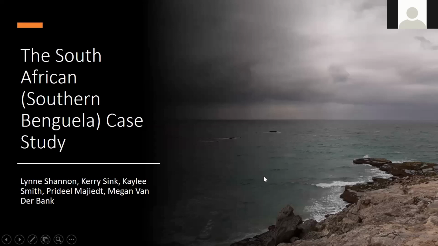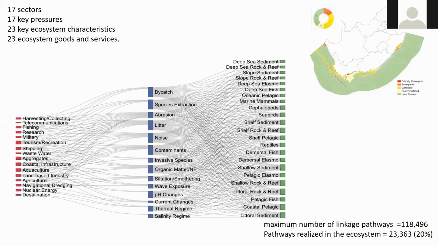I'm going to give you a very quick overview of some of the key results out of our initial scoring process undertaken in the South African case study using the ODIM approach to integrated ecosystem assessment. If you look at the map on the top right, you'll see that we've expanded the Southern Benguela ecosystem to cover our entire coast, and this is to align with the National Biodiversity Assessment. We've identified 17 sectors, 17 key pressures, and 23 key ecosystem characteristics, and these all link to the 23 ecosystem goods and services.